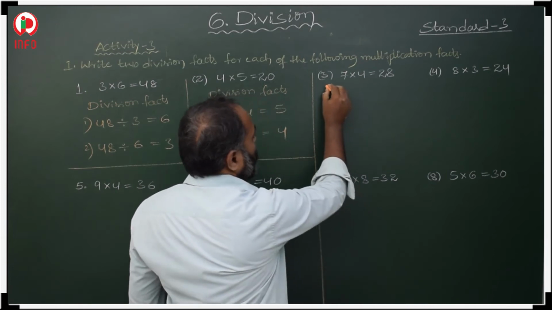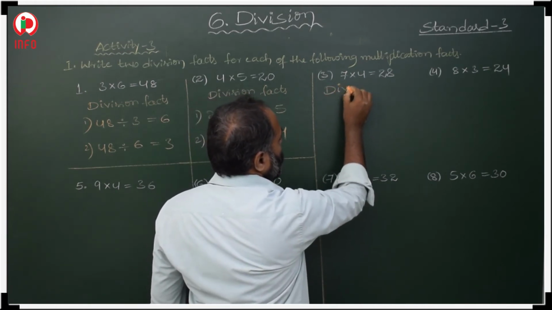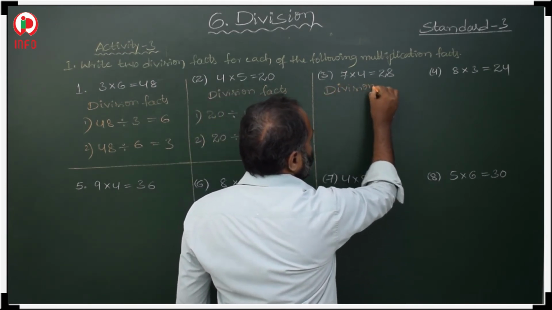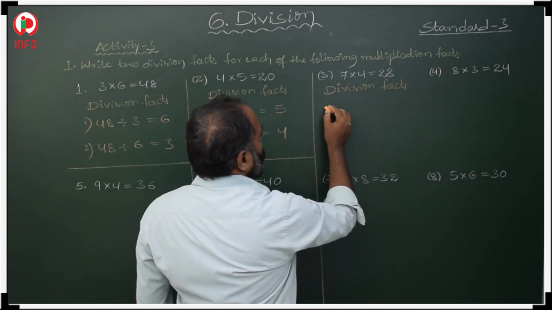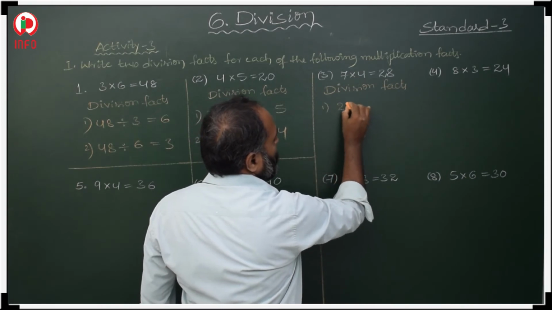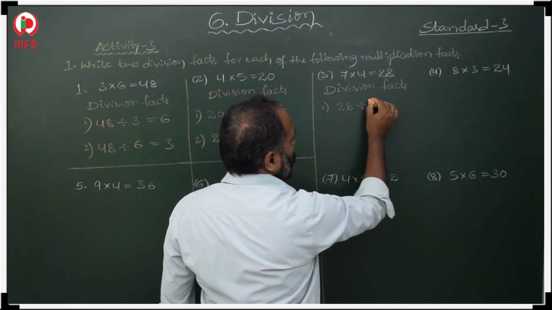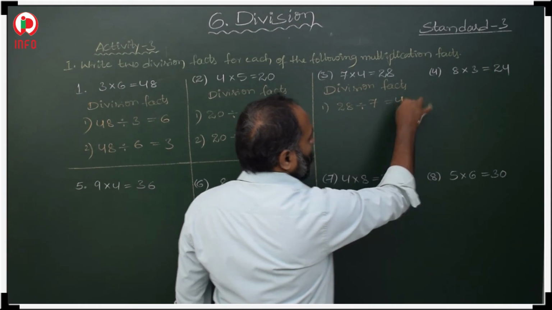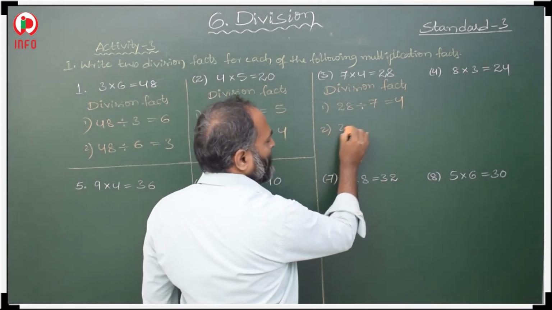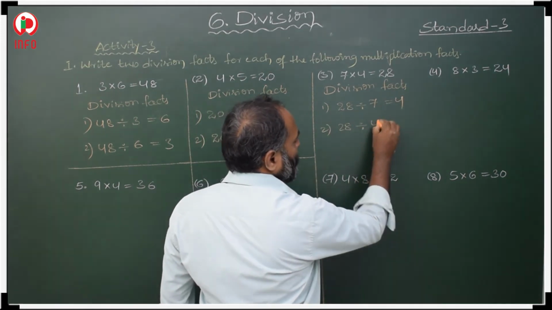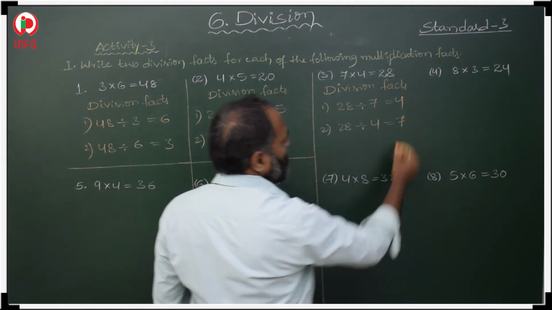Next, division facts, same thing. The first one is 28, the product divided by the first factor gives the second factor as your quotient. Then in the second fact, the product divided by the second factor gives the first factor as your quotient.